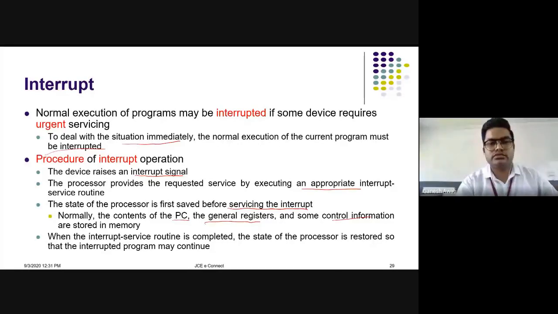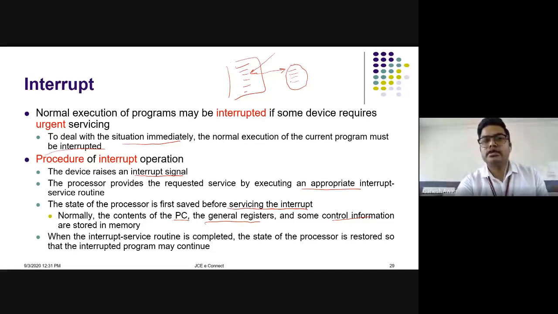Okay, so it also stores some control information. When the interrupt service routine is complete, the state of the processor is restored so that the interrupted program may continue. Understood? So you were doing a particular task, but suddenly at this point an interrupt has come. So what do you need to do? You need to go there, perform this interrupt service routine, and then come back to where you left off. Understood? That is what an interrupt is.